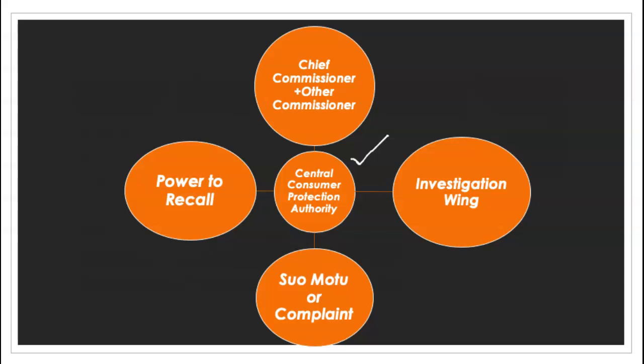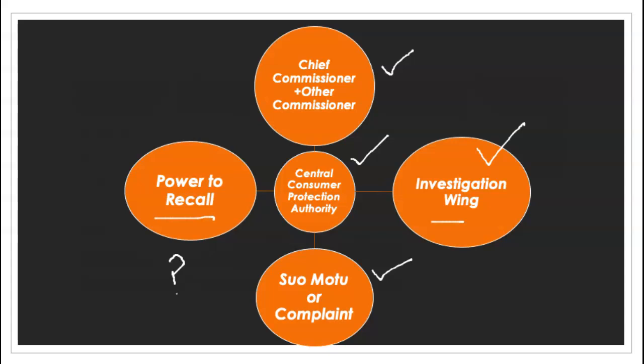And it shall consist of chief commissioner and other commissioners. Also, the central authority shall have an investigation wing for conducting inquiry and investigation under the act. So जो आपकी ये Central Consumer Protection Authority होगी, इसका एक investigation wing भी होगा which will be responsible for conducting investigation or an inquiry under the act. Another important fact is ये suo motu भी action ले सकती है or it can take action on the basis of the complaint filed. Another important power of the Central Consumer Protection Authority is power to recall. What do you understand by power to recall?